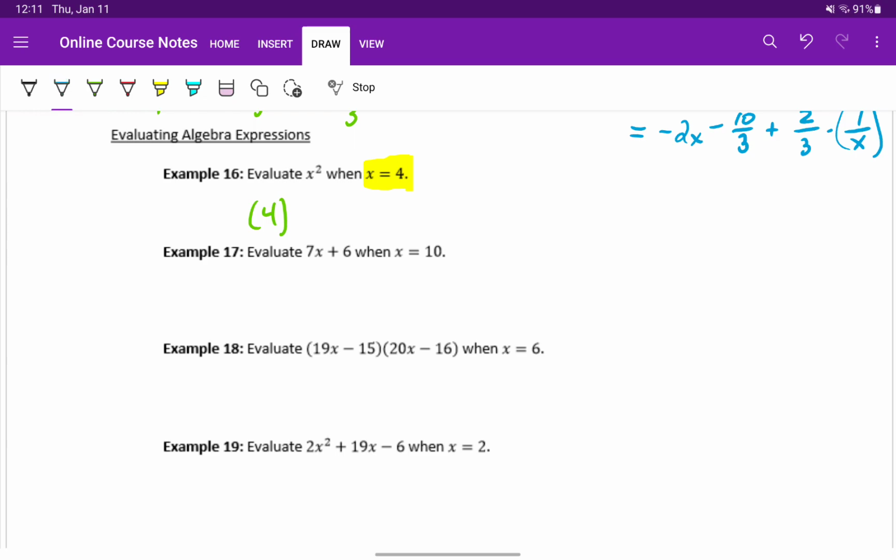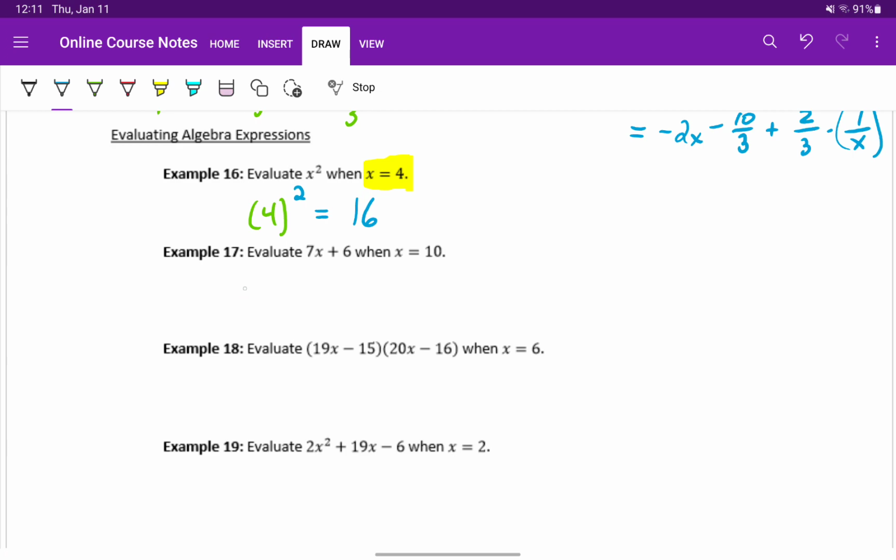Whenever I substitute, I like to put it in a set of parentheses. It helps me to see where I made those substitutions and helps to avoid making mistakes with negatives and double negatives. But in this case, we have a pretty simple example. This is going to be 4 squared. So when x is equal to 4, x squared is going to have a value of 16.